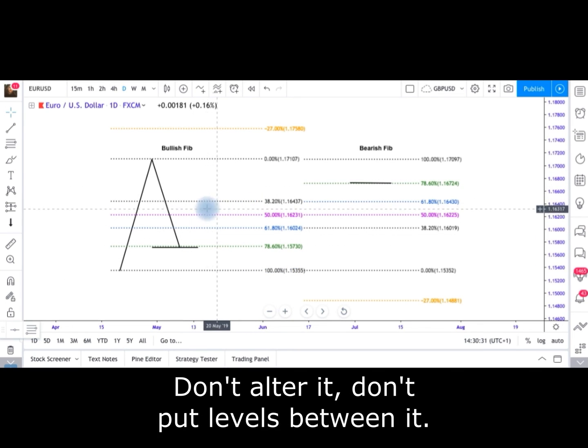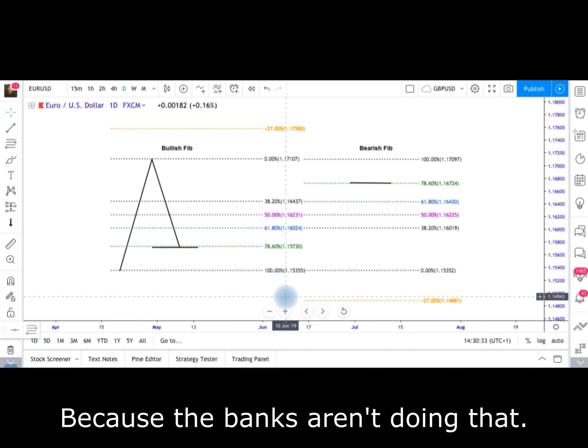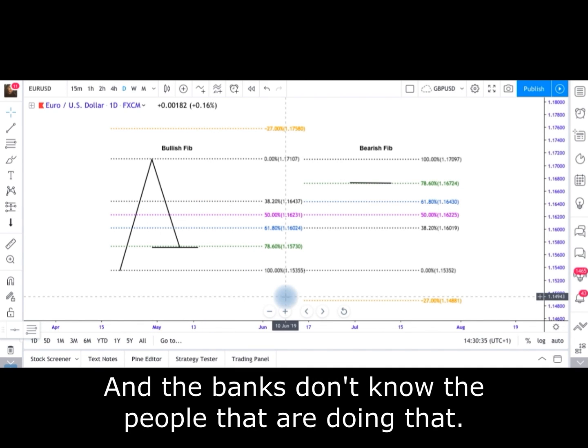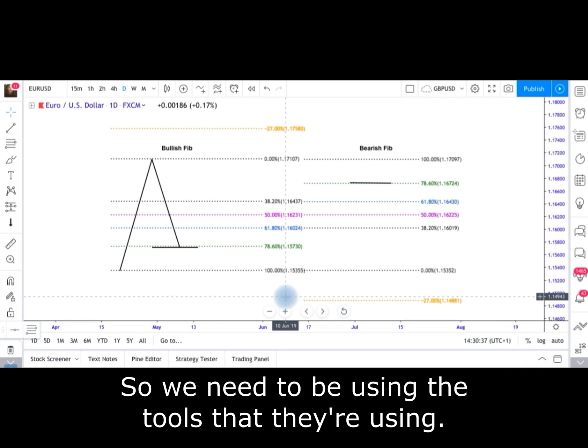Don't alter it. Don't put levels between it, because the banks aren't doing that, and the banks don't know the people that are doing that. So we need to be using the tools that they're using.